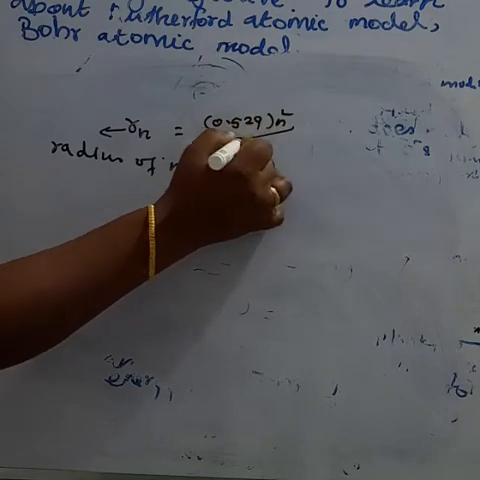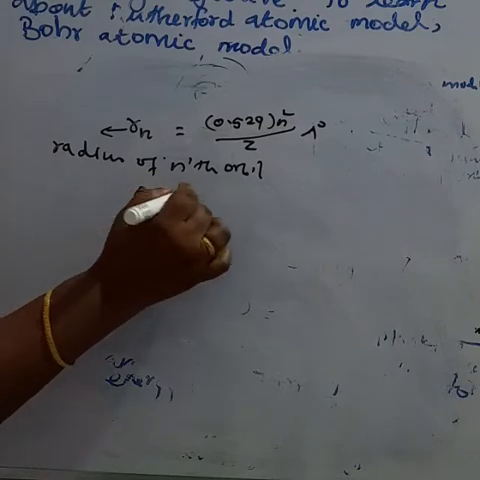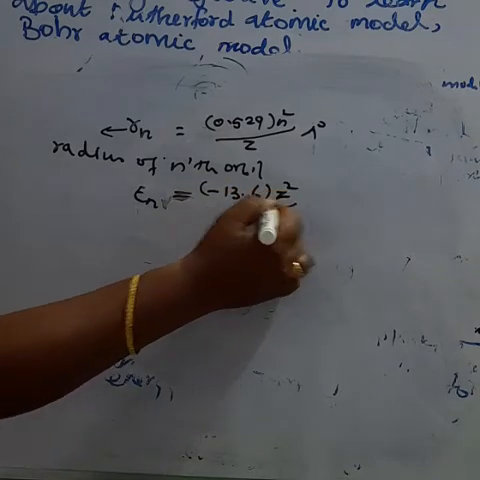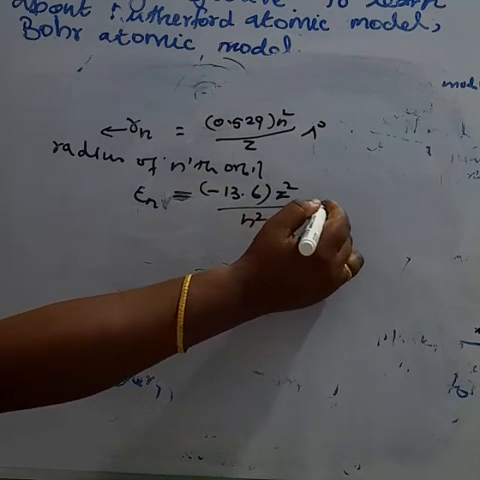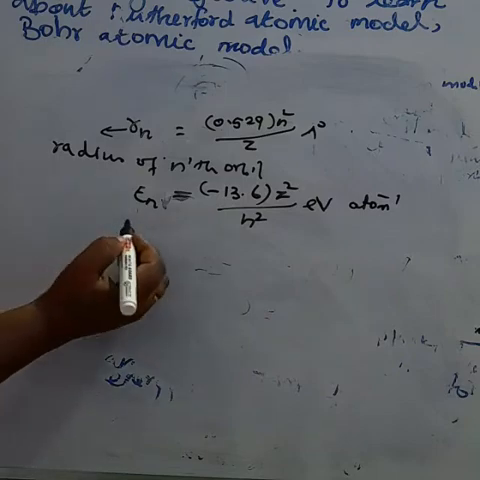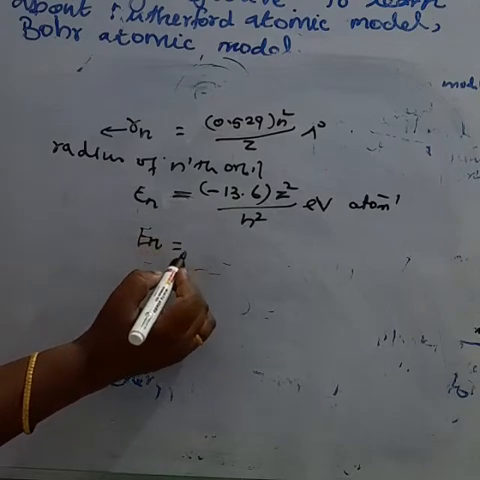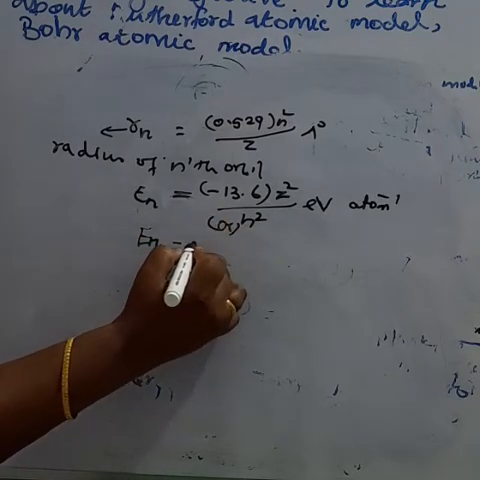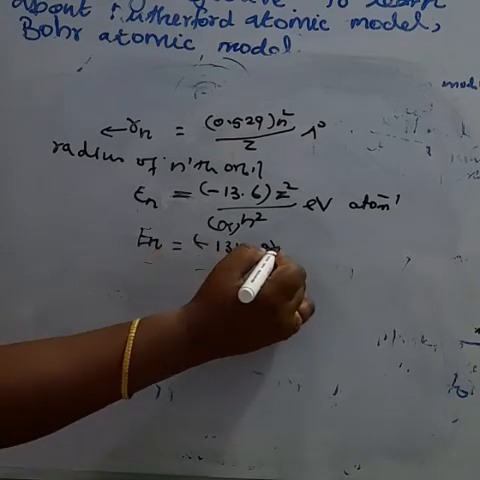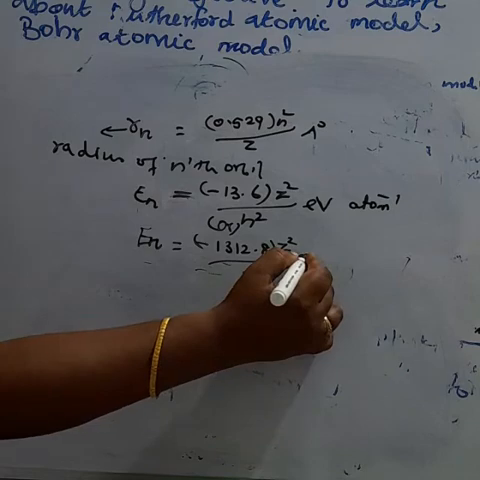And En means the energy of the nth orbit, which is minus 13.6 Z square by n square electron volt per atom. And then En is also equal to minus 1312.8 Z square by n square kilojoule per mole.